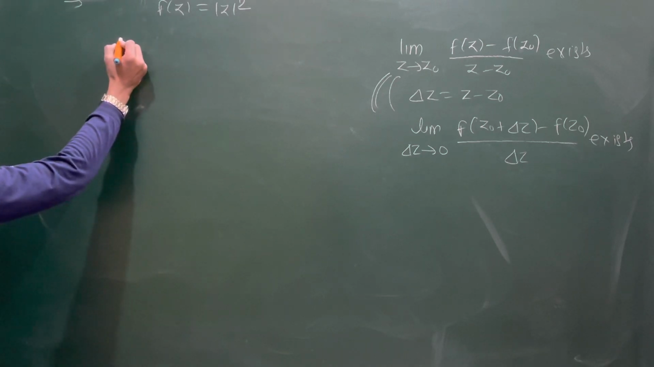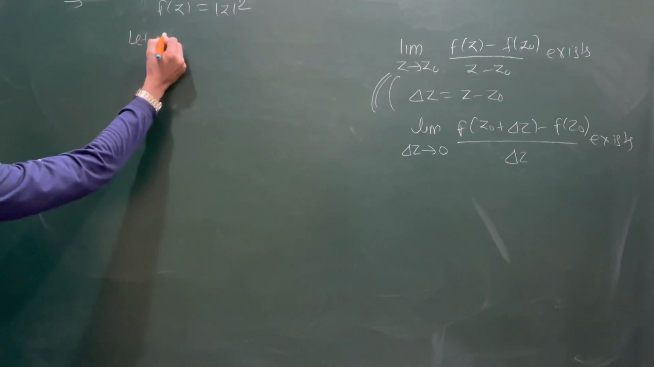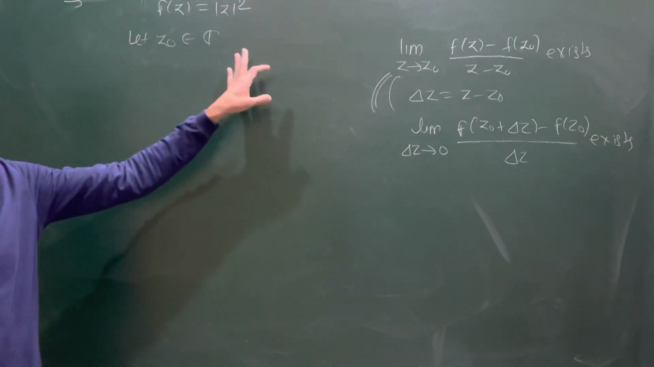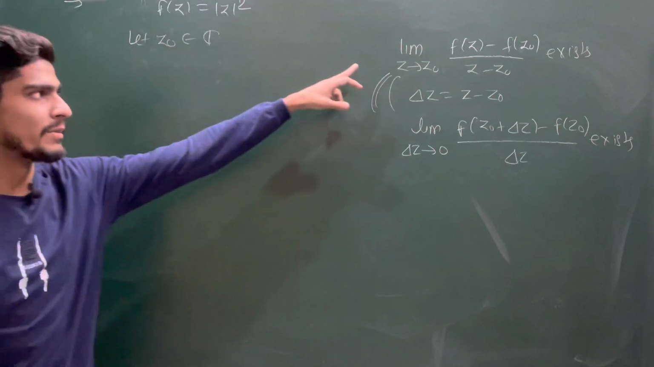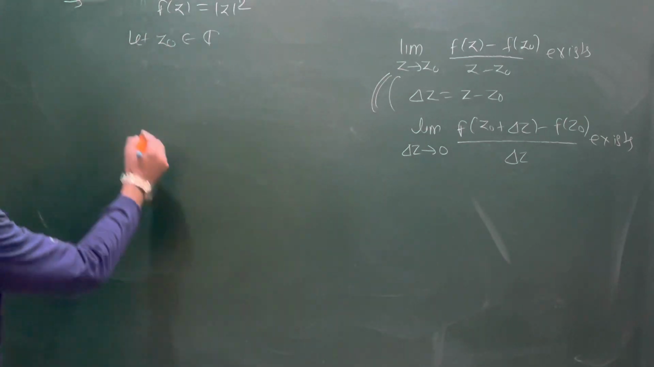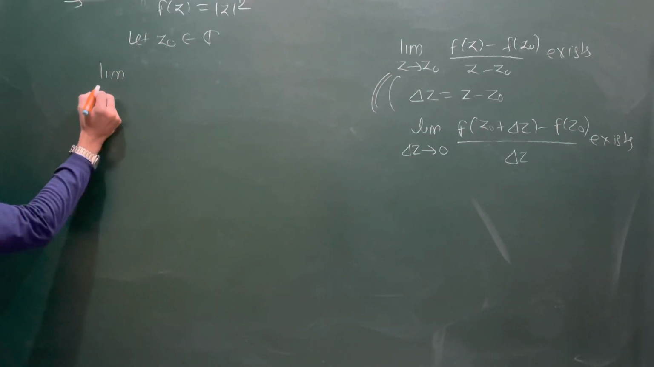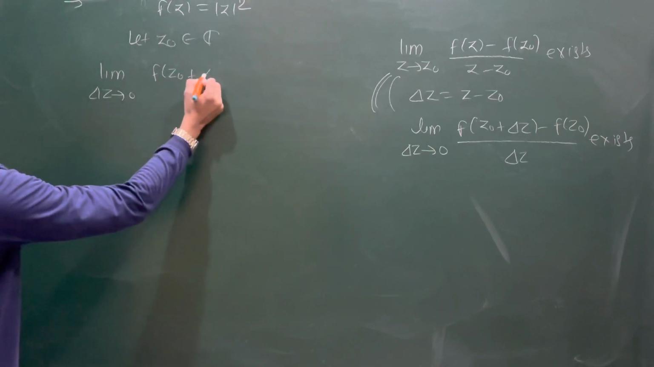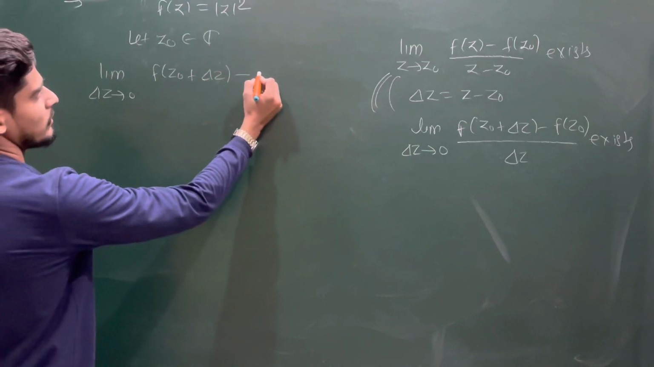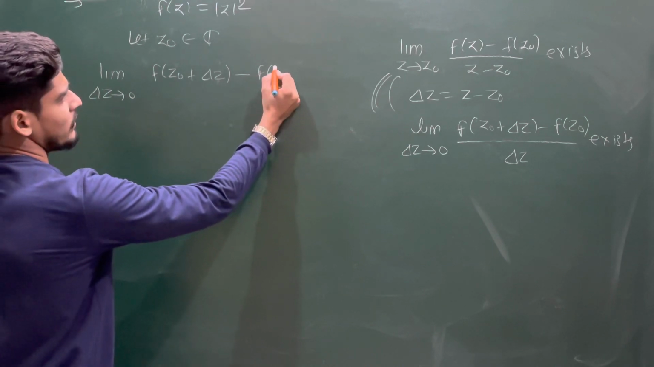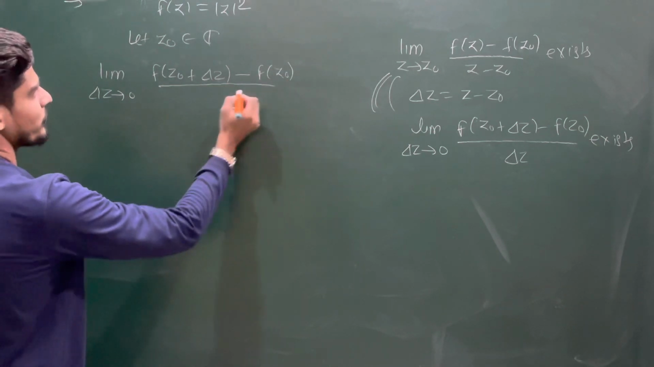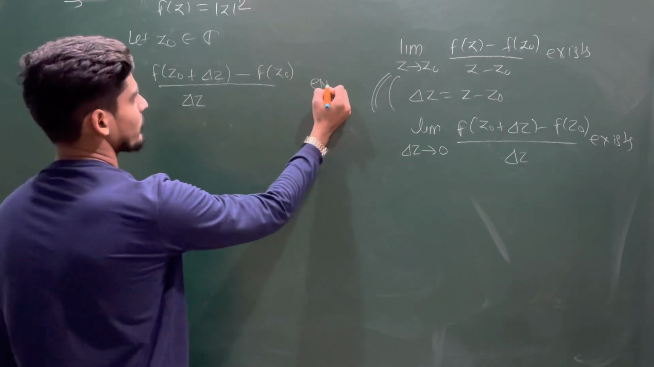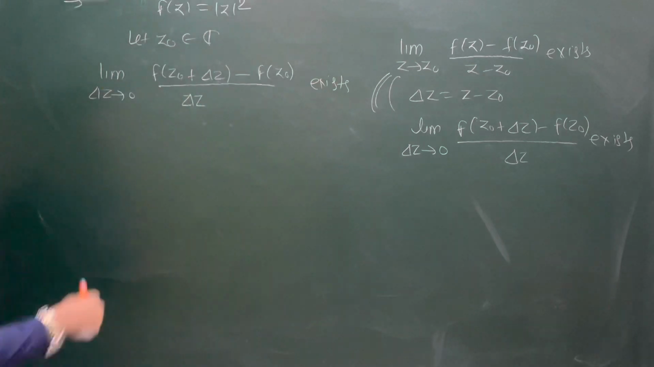This is again a very powerful tool for the differentiability purpose. So you assume z naught to be any complex number, and we are finding the condition on z naught so that this limit exists. So the limit as del z approaches 0 of f(z naught plus del z) minus f(z naught) upon del z, and we are assuming this limit exists. So we are trying to find the restriction on z.